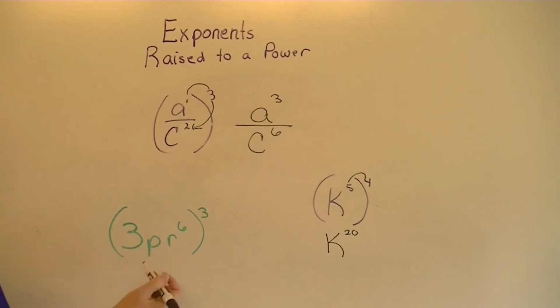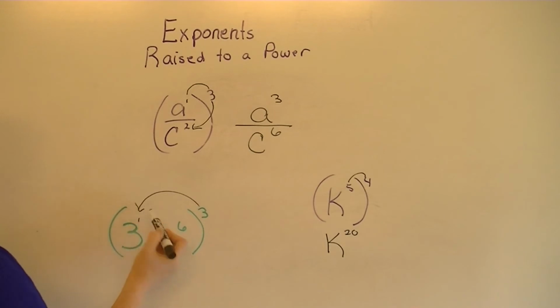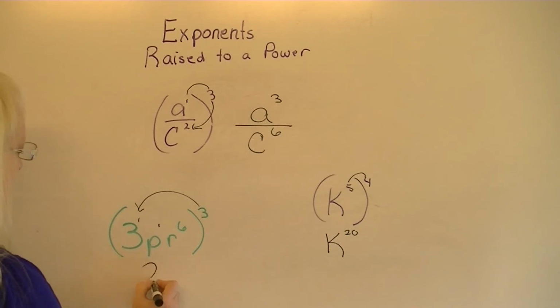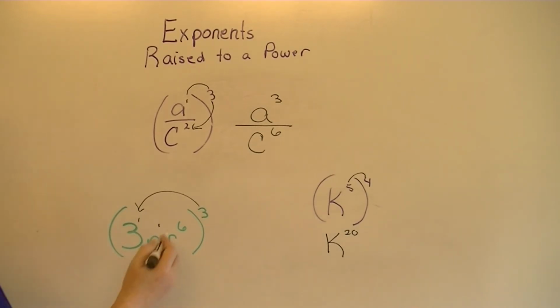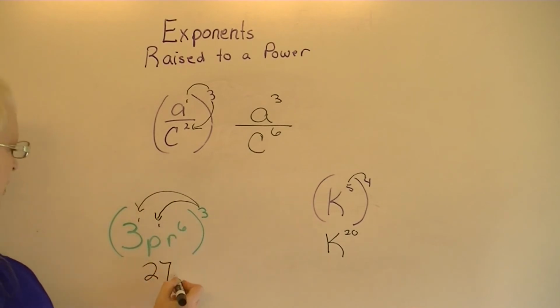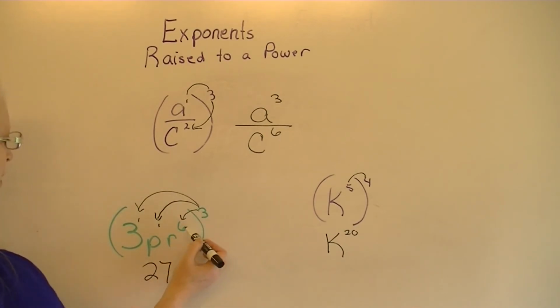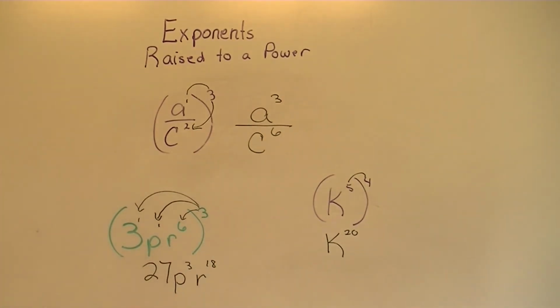And now the problem in green. The 3 is really to the first power, and you don't see a power on the p, so I'm going to go ahead and put a 1 here so that you'll know it's to the first power. Now I'm going to multiply the 3 times the 1, and that would be 3 to the third power, which is 27. 3 times 3 times 3. Now I'm going to go to the p. I'm going to write my p down, and 3 times 1 is 3. Now I'm going to go to my r. And it's to the sixth power, so 3 times 6 is 18. And that's your answer, simplified.